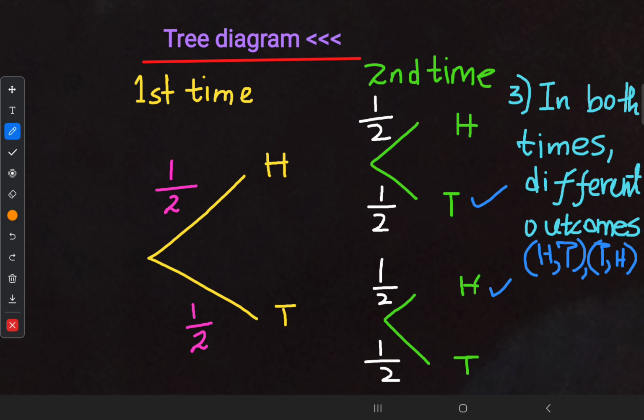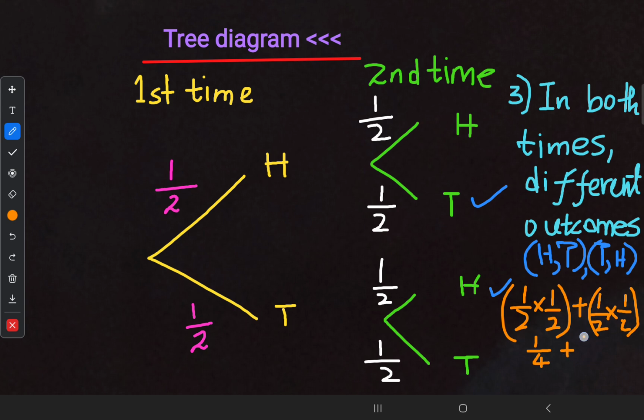You should multiply half into half. With that, you should add our next probability. So here also tail and head, that would be half into half. To finalize your answer, you should multiply first. So 1 ones are 1 upon 4, plus again 1 upon 4.